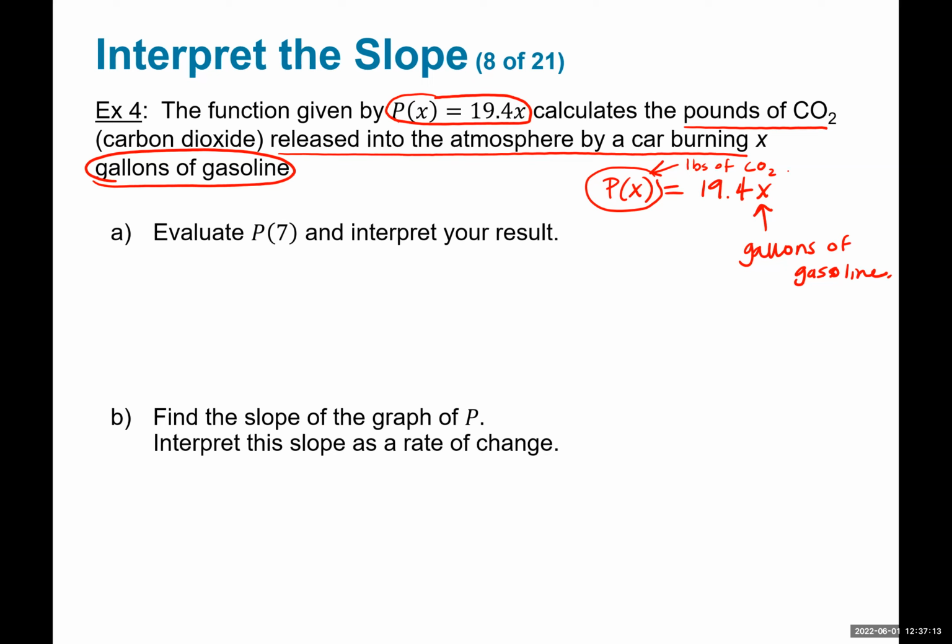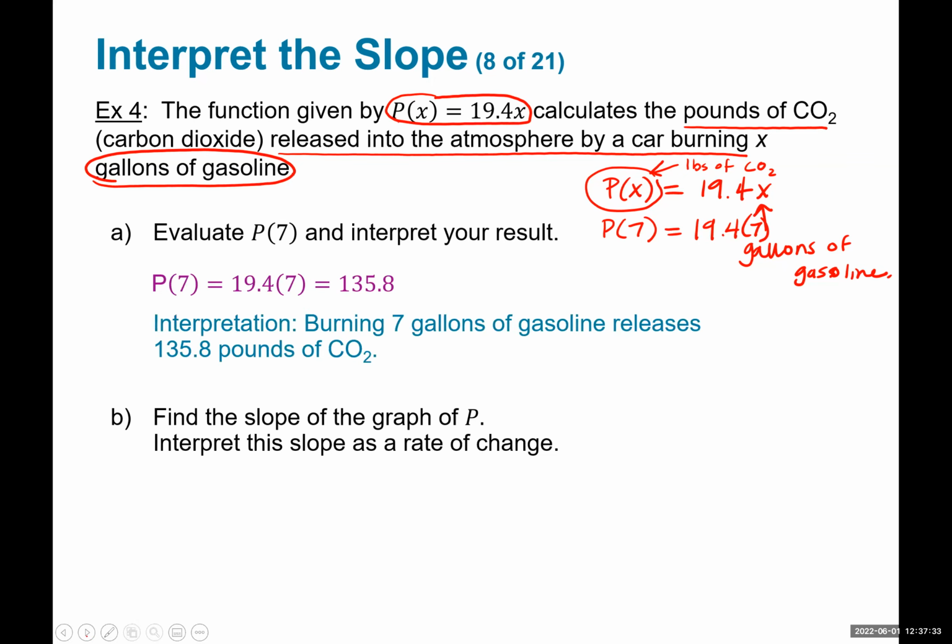So evaluate P of 7 to interpret your results. So we have our P of X. We're now going to find P of 7. So that just means plug in 7 for X. That means we're talking about 7 gallons of gas. How much carbon dioxide for 7 gallons of gas? 135.8 pounds of carbon dioxide is released after a car burns 7 gallons of gas.